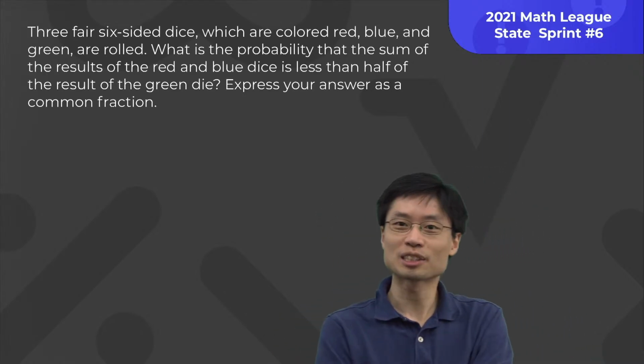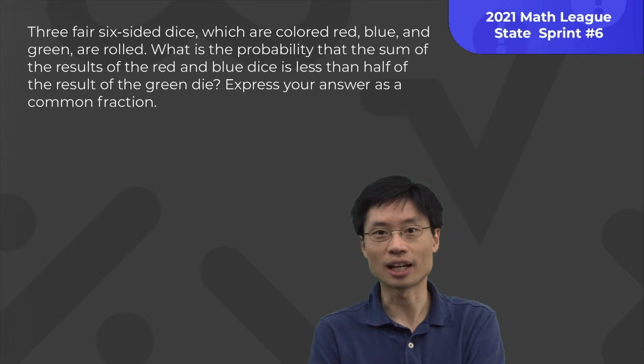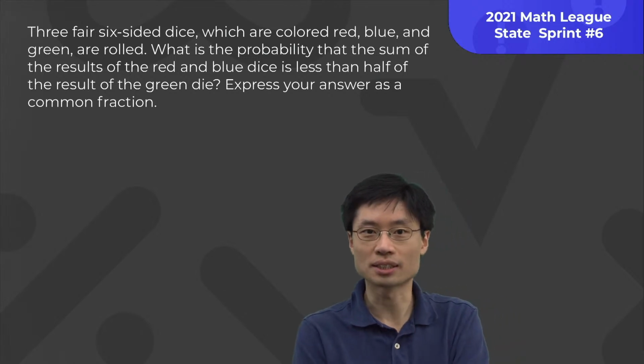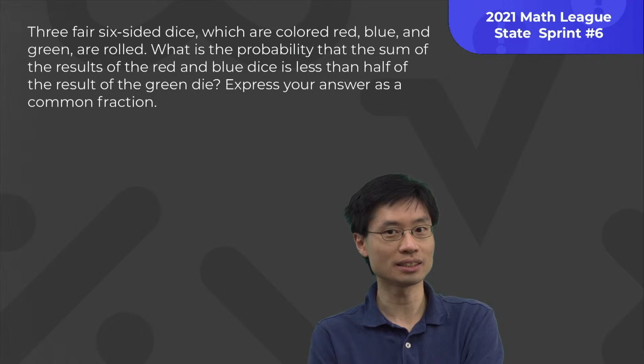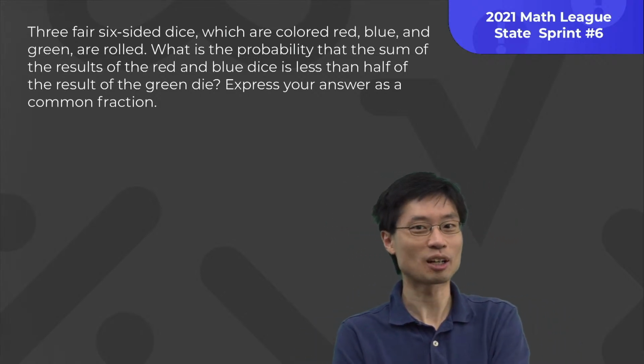Question number 6, state sprint number 6. And this says 3 fair 6-sided dice, which are colored red, blue, and green, are rolled. What is the probability that the sum of the results of the red and blue dice is less than half of the result of the green die? Express your answer as a common fraction.